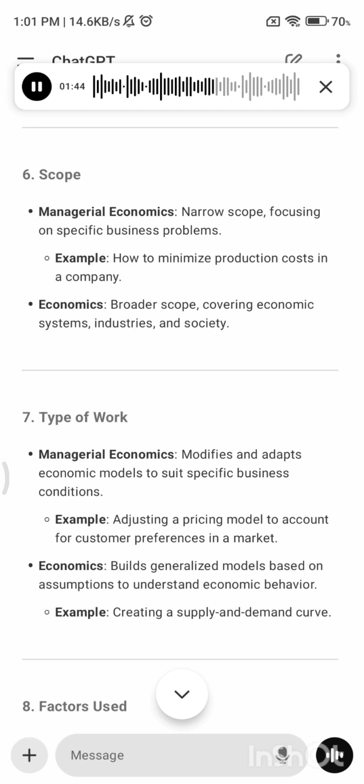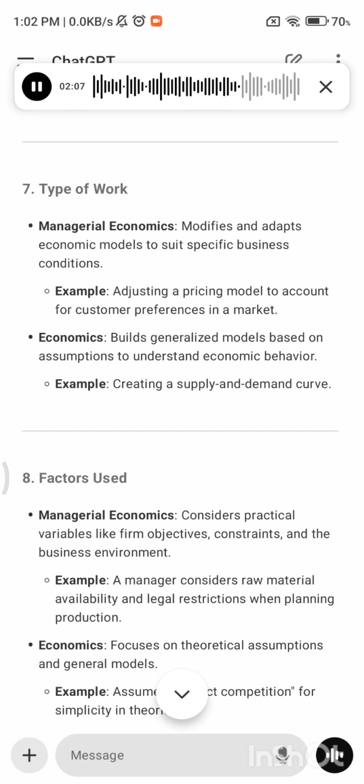Managerial economics modifies and adapts economic models to suit specific business conditions. Example, adjusting a pricing model to account for customer preferences in a market. Economics builds generalized models based on assumptions to understand economic behavior. Example, creating a supply and demand curve.